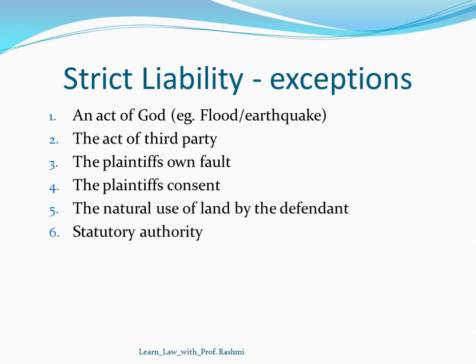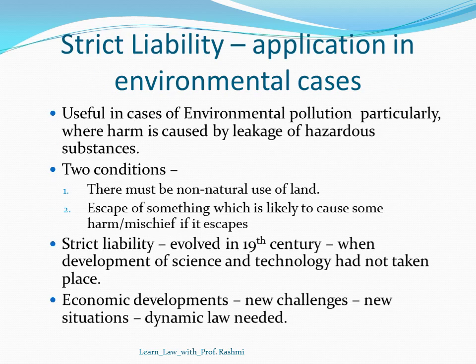You will see that the strict liability principle was used for environmental law for a long time. It was useful in environmental pollution where harm is caused by leakage of some hazardous substances. Only two things needed to be proved. First, there must be non-natural use of land, and there should be escape of something which is likely to cause harm or mischief if it escapes. But you will see that this rule of strict liability was evolved in the 19th century, when the development of science and technology had not taken place.